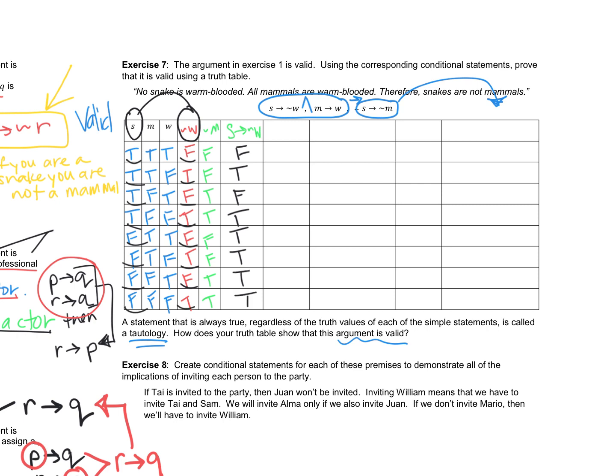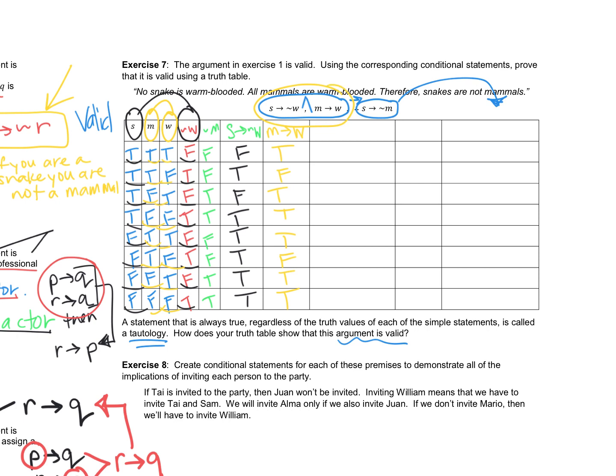For the next one, we're going to look at M implying W. So we're looking at the M and the W. True, true is true. True, false is false. False, true is true. True, true. Here's a false, true implying false. True and true.